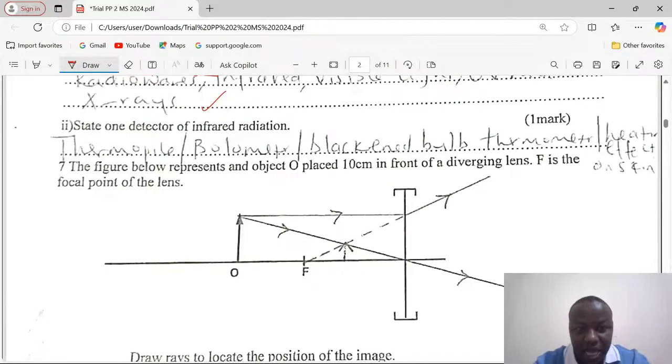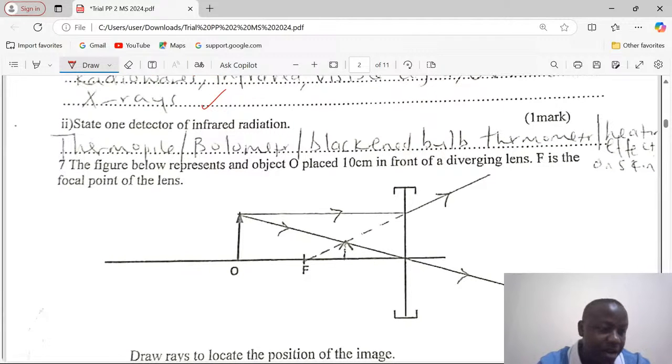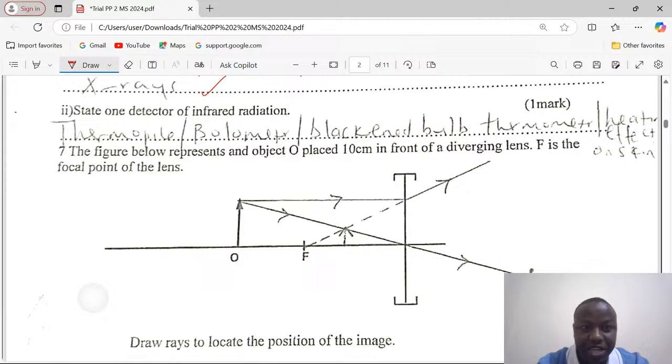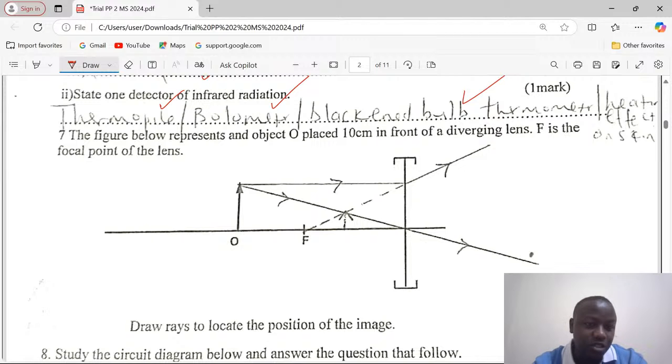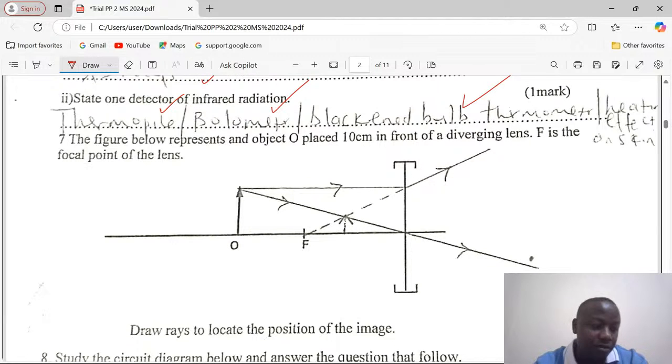State one detector of infrared radiation. We have a thermopile, bolometer, blackened bulb thermometer. Yeah, the heating effect on the skin is one of the detectors of infrared.